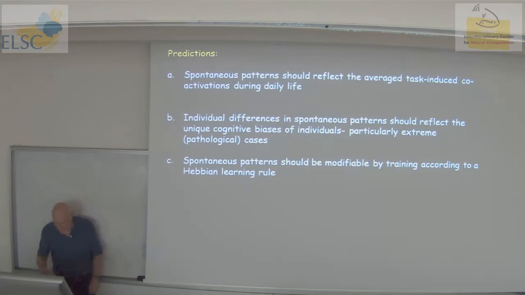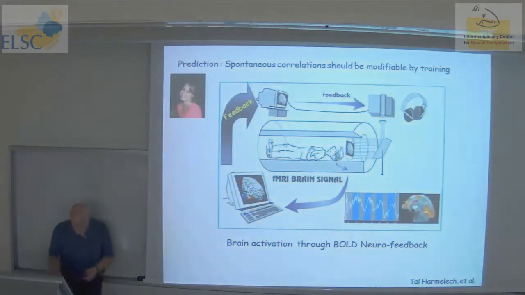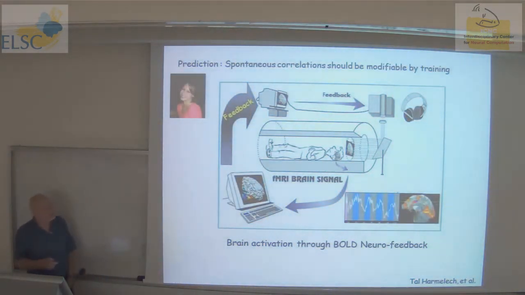So these are the three predictions, and if I have time, I'll touch on all three of them. If not, I'll touch on only a few. I will actually start with the third prediction, which I think to me is the most challenging for the concept of the spontaneous correlations. And again, the prediction is that spontaneous correlation should be modifiable by training.